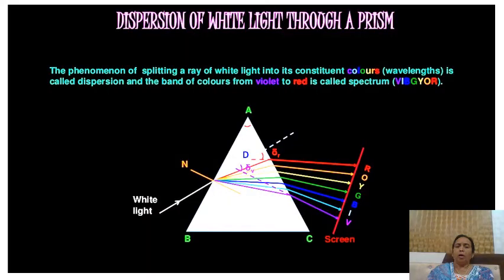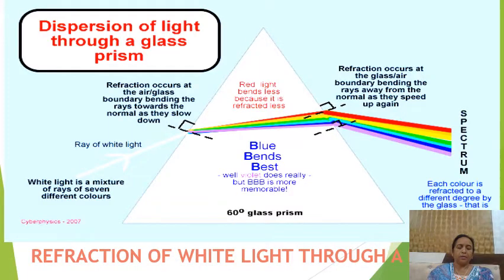The phenomenon of splitting of a ray of white light into its constituent colors is called dispersion of light, and the band of colors formed because of the dispersion of light is known as the spectrum. Here you can see the spectrum of 7 colors. These are violet, indigo, blue, green, yellow, orange and red.